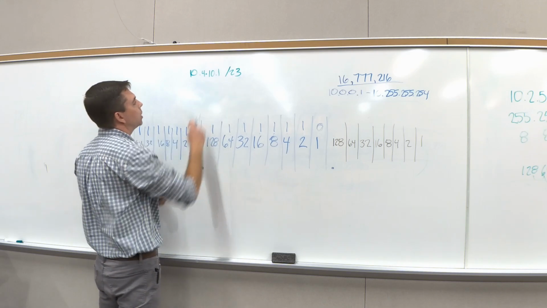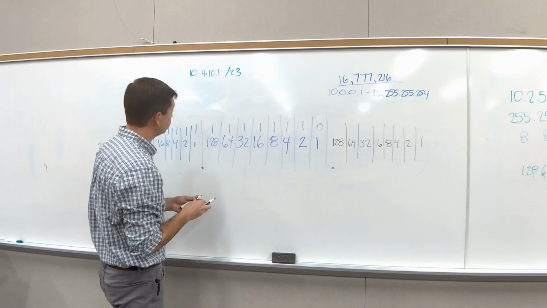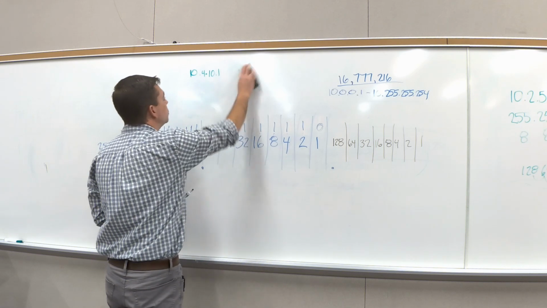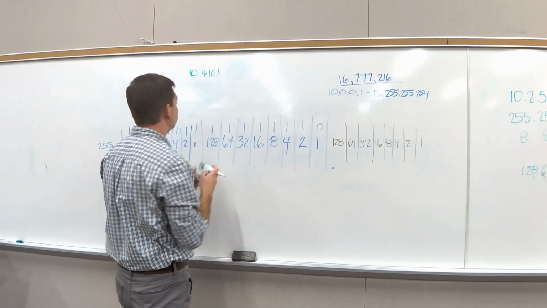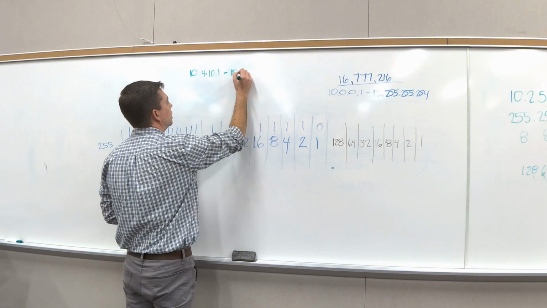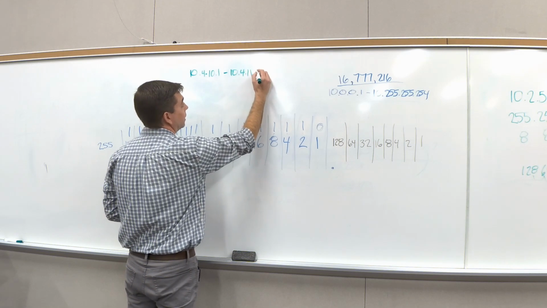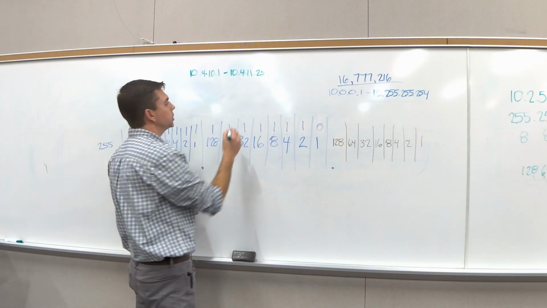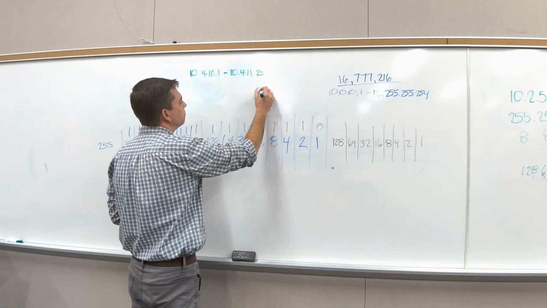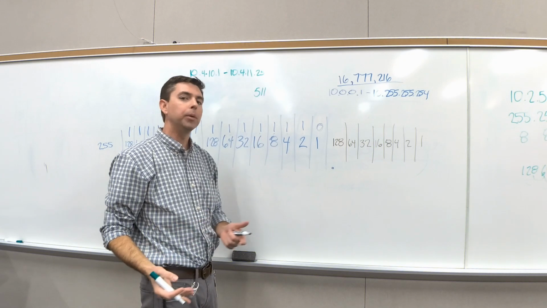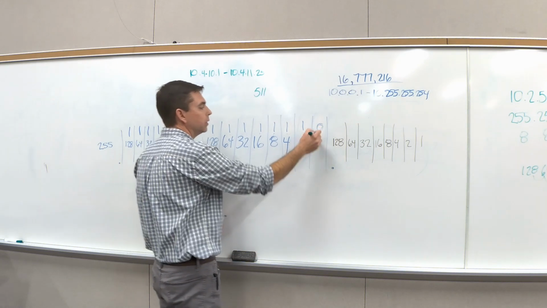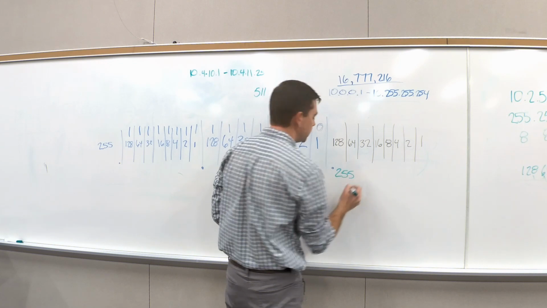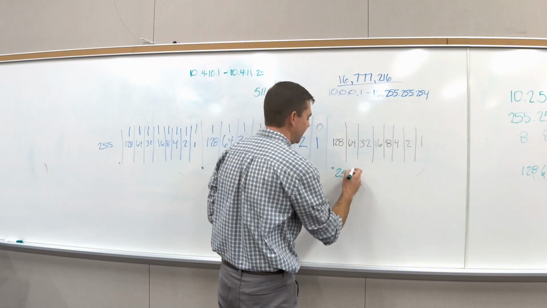So with a 23-bit range, it goes from 10.4.10.1 all the way up to 10.4.11.254, which gives us about 511 available IP addresses, because we just doubled the amount, because this down here is equal to, well, 254.